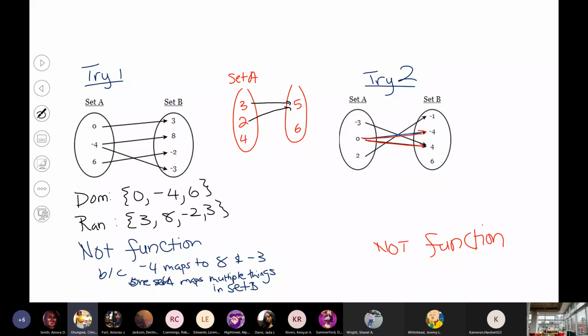How about this? If I did this, would it be a function? No. Why? Because the 3 is going to the 5 and the 6. Yeah. Your input cannot map to 2 different things. You can only have 1 Y for every 1 X for it to be a function. Good job, you guys.